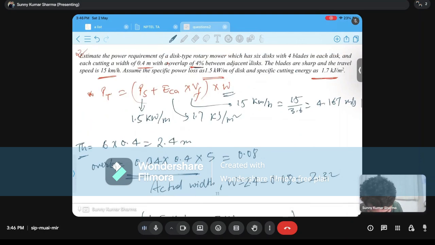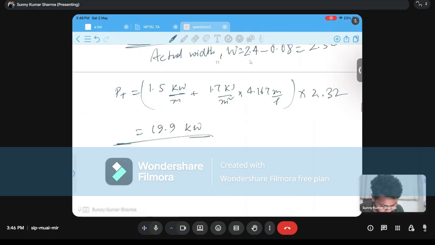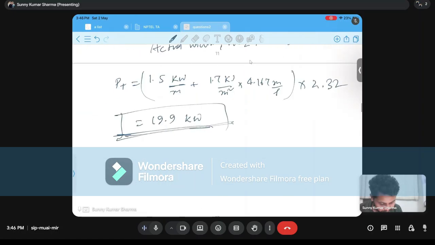So we have solved this question. What it was asking: estimate the power requirement of a disc type rotary mower which has 6 discs. So the total power requirement will become 19.9 kilowatt.